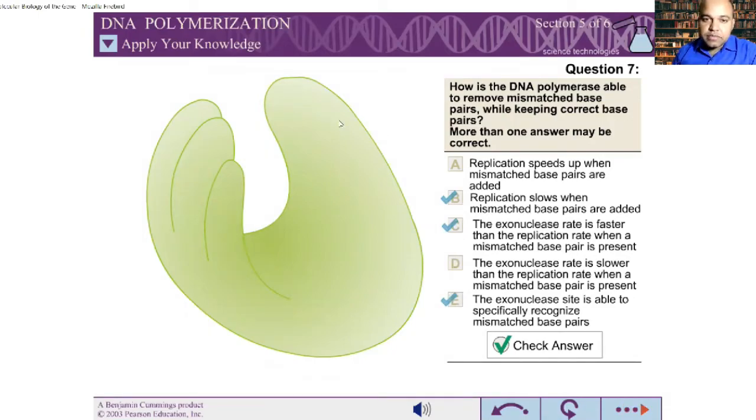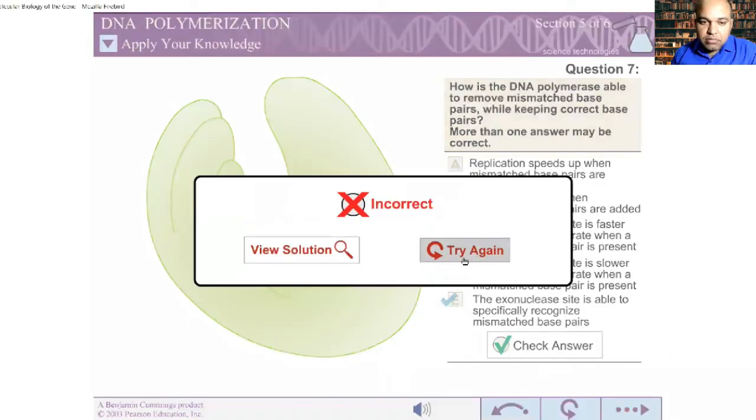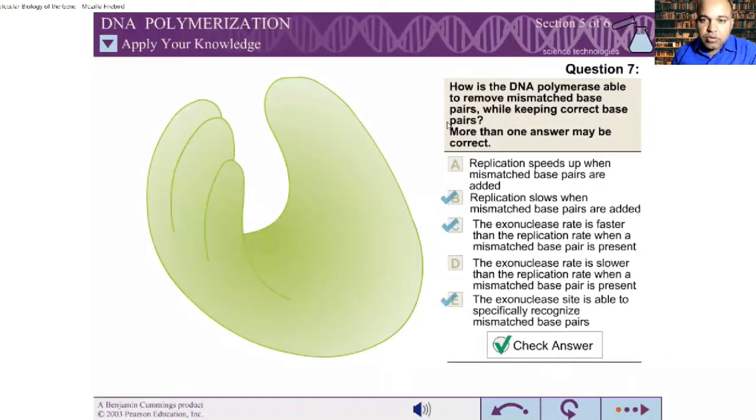So let us check it out. Incorrect. Let us look here. Replication slows when mismatched base pairs are added. The exonuclease rate is faster than the replication rate when a mismatched base pair is present.